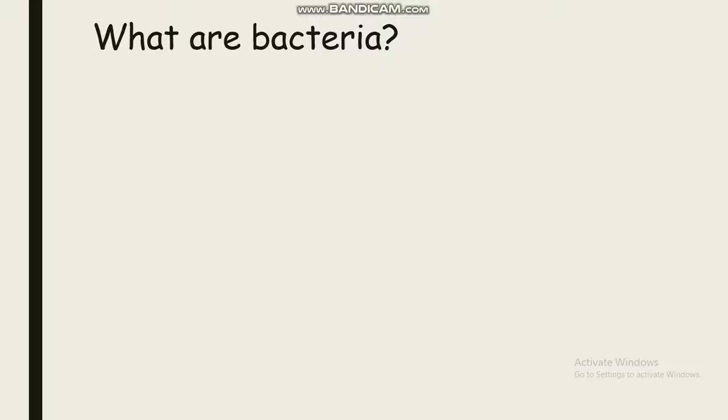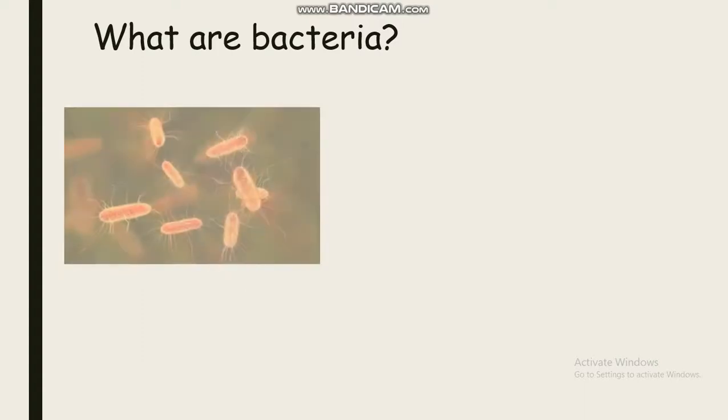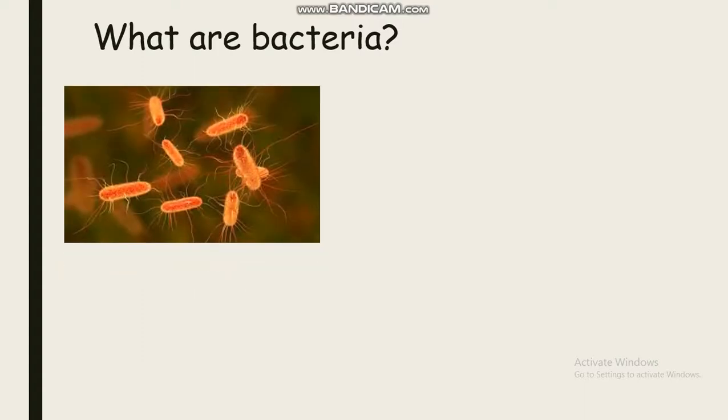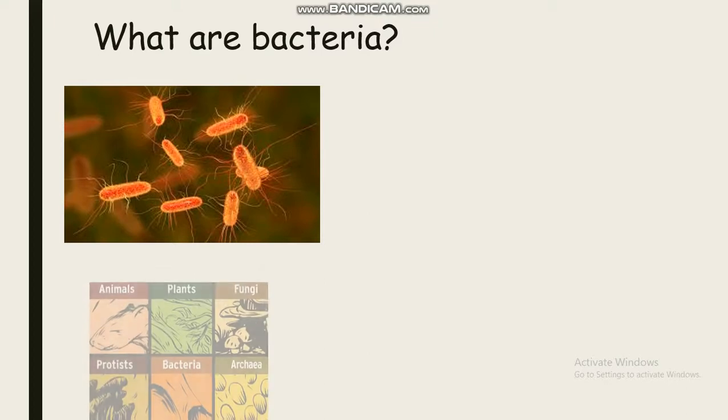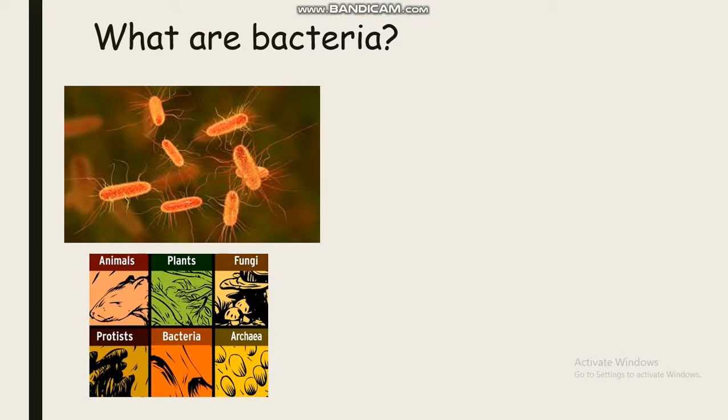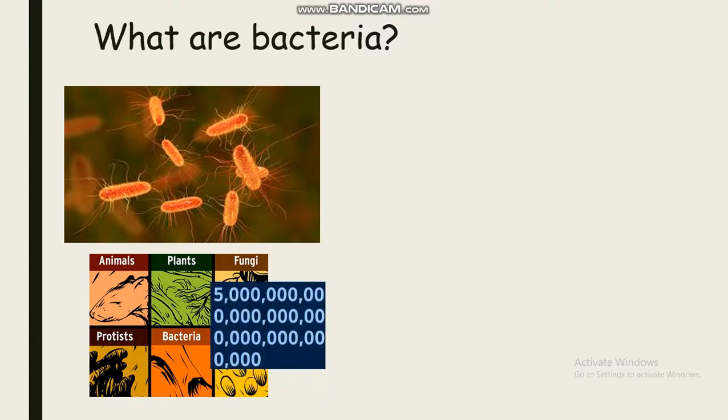The first question that arises is, what are bacteria? Bacteria are single-celled microorganisms. They make up one of the 5 kingdoms on Earth. They are the most abundant form of life on Earth as well. There are about 59 million of them present right now. 59 million, you ask? It's a 5 followed by 30 zeros.